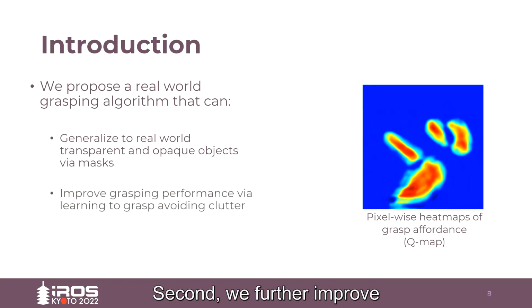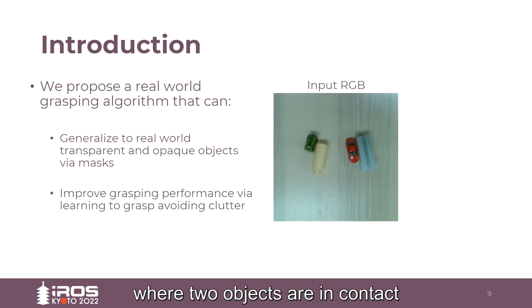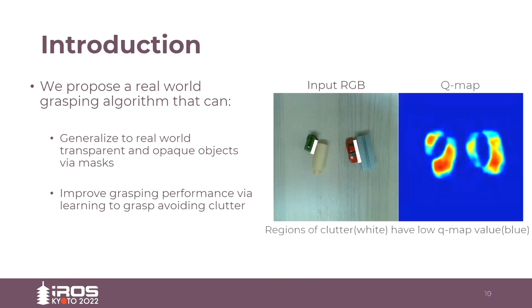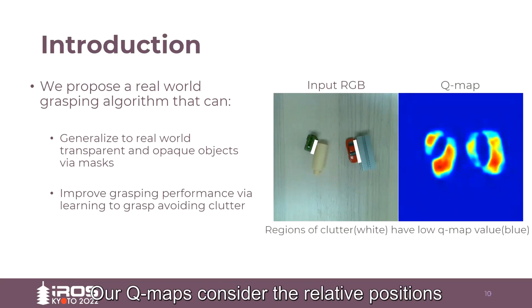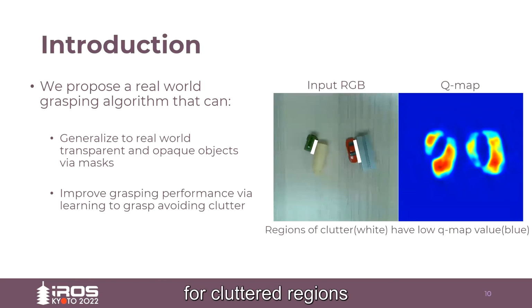Second, we further improve the grasp success rate by learning to avoid clutter. For a scene such as the image given on the right, we want to avoid grasping where two objects are in contact, indicated in white. Our QMaps consider the relative positions and predict low grasp success rates, shown in blue, for cluttered regions.